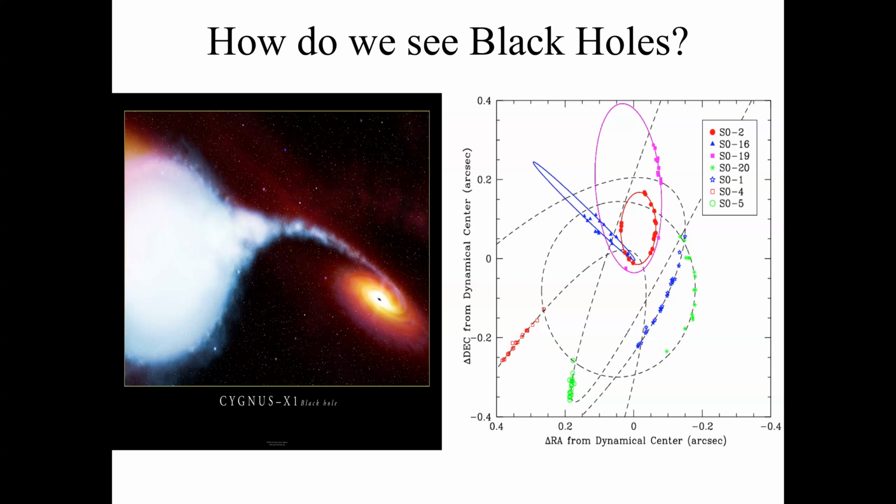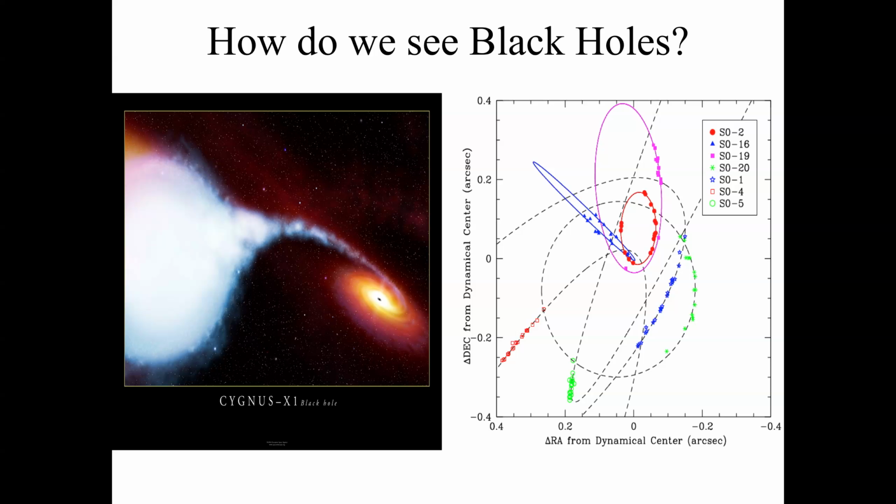The material doesn't fall directly into the black hole because it has some angular momentum. It falls down and hits this disk, gets very close to the black hole, and heats up the disk, and that heating makes the disk shine very brightly in X-rays, and we see that X-ray emission.